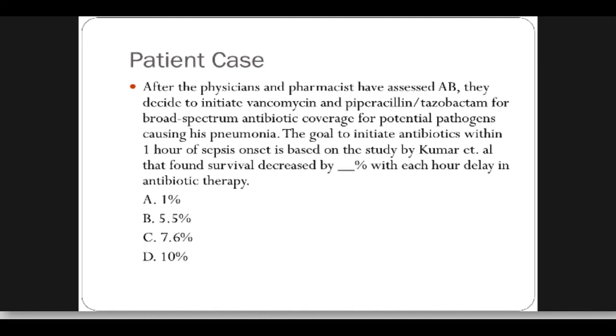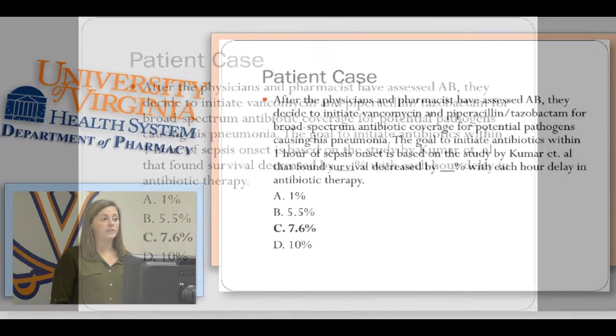So after the physicians and the pharmacists have assessed AB, they decide to initiate vancomycin and piperacillin tazobactam, or Zosyn, for broad-spectrum antibiotic coverage for potential pathogens that could be causing his pneumonia. The goal to initiate antibiotics within 1 hour of sepsis onset is based on the study by Kumar that we just discussed, that found that survival decreased by 7.6% with each hour delay of antibiotic therapy.